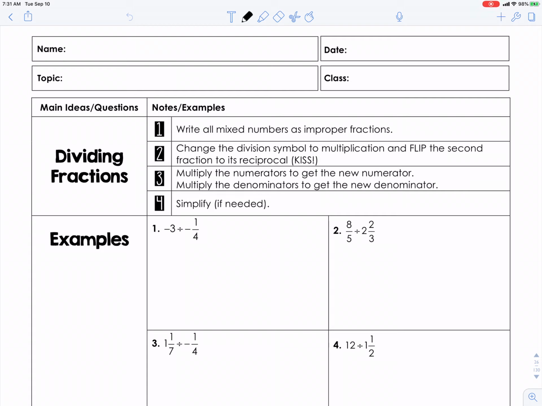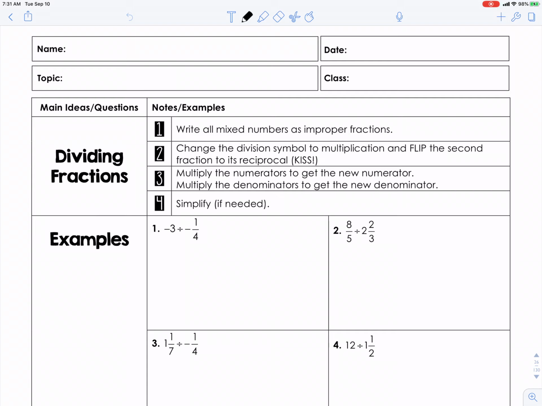So write all mixed numbers as improper fractions, change the division symbol to multiplication, and flip the second fraction to its reciprocal. So I'll show you what that means here in a minute. I'm sure reciprocal might be something new, or you're not really sure what that is. It just means the opposite of what it was, okay?